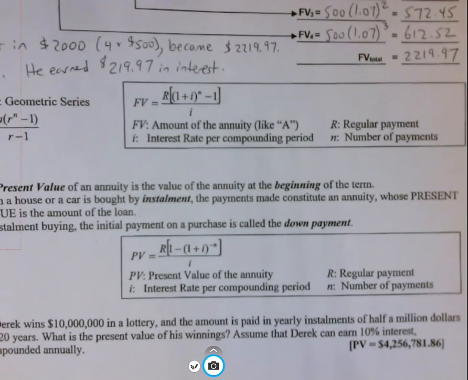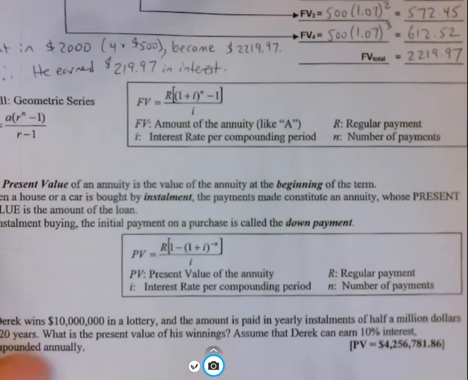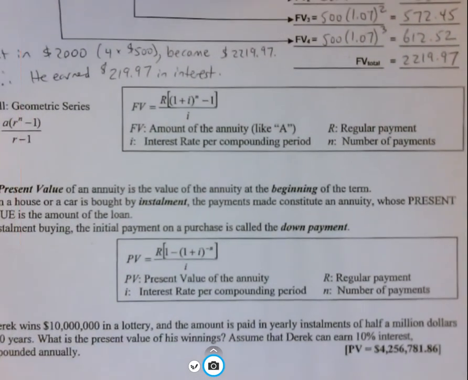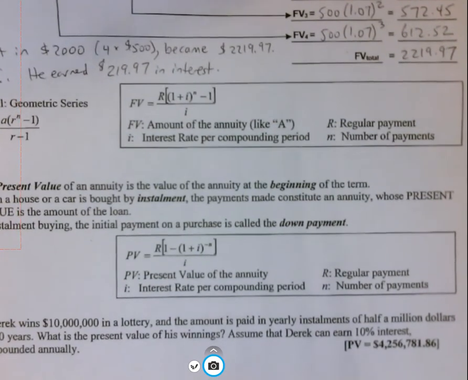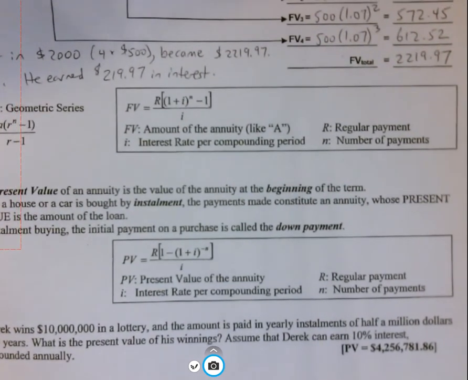There's another thing called the present value of an annuity. Okay, so again, there's an annuity and there's deposits over time or payments over time, same thing, but the present value is how much is that money worth today?